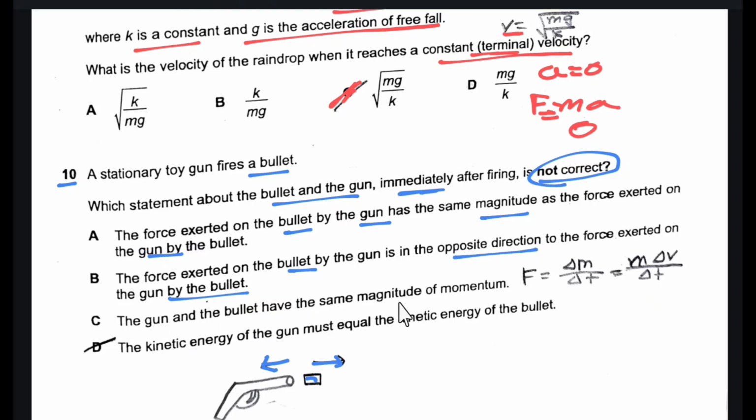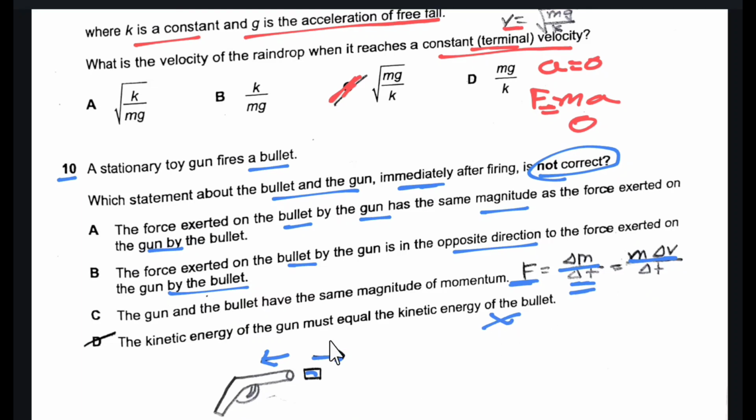The gun and the bullet have the same magnitude of momentum. Since the objects exert the same force for the same time interval, and force is equal to change in momentum over change in time, the change in momentum is also the same for both objects. So statement C is also correct. Then, the kinetic energy of the gun must be equal to the kinetic energy of the bullet. This statement is wrong because in addition to kinetic energy, some heat energy is also produced during the firing. Thus kinetic energy is not the same, but total energy is conserved. So the answer would be D.